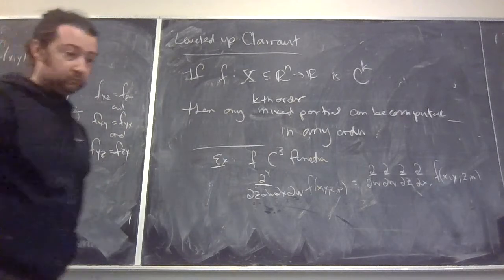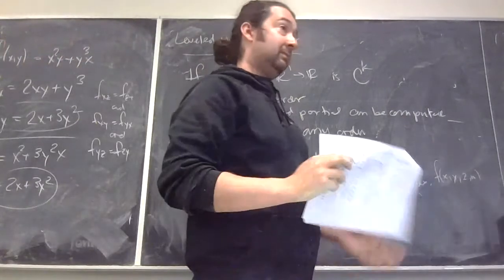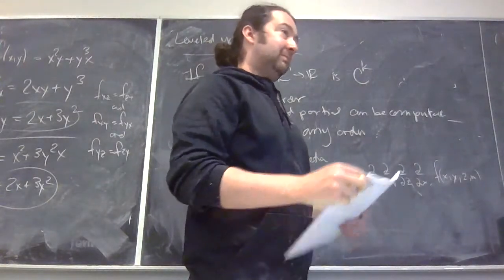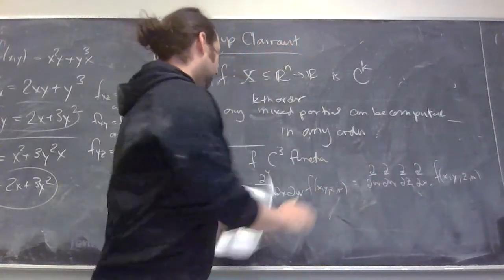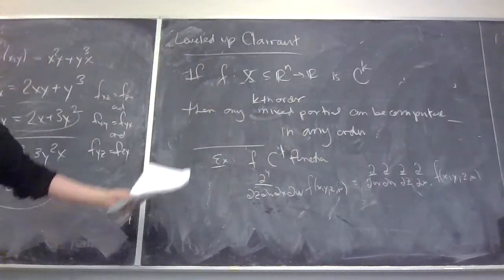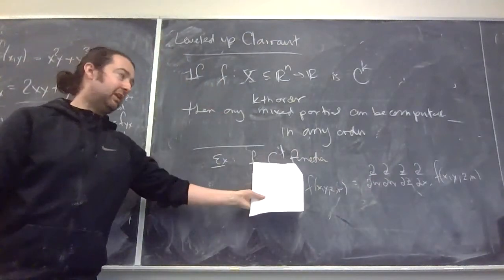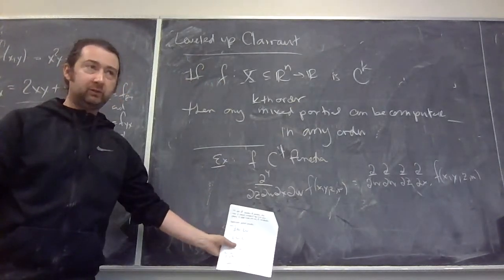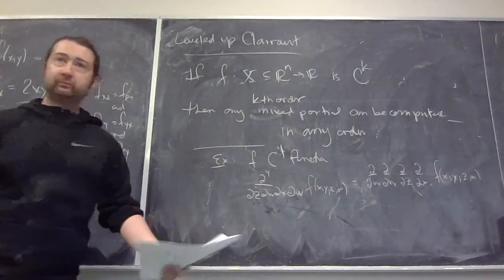Wait, is this one actually a C4? Yep. Okay. Yeah. So this is a C4. I meant to write 3 derivatives. Yeah, this must say a C^k function will have its kth level mixed partials all equal to each other.